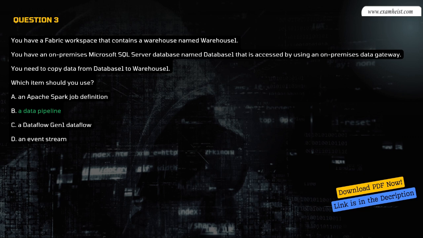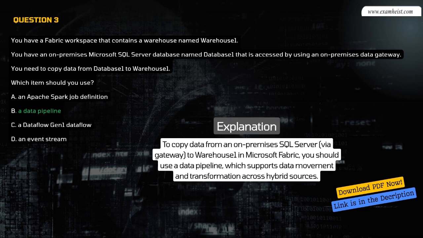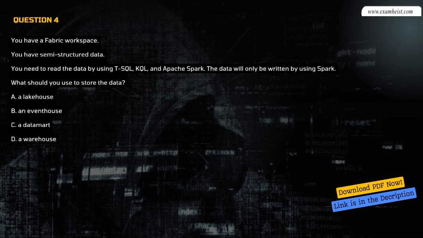A data pipeline. Explanation: Data pipelines support connectivity via gateways and handle orchestration to move data between hybrid sources and Fabric destinations.